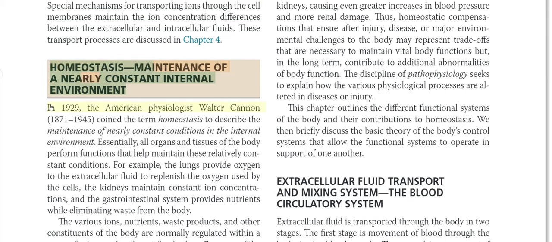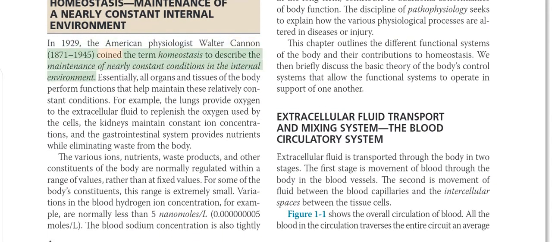Homeostasis, maintenance of a nearly constant internal environment. In 1929, the American physiologist Walter Cannon coined the term homeostasis to describe the maintenance of nearly constant conditions in the internal environment. Essentially, all organs and tissues of the body perform functions that help maintain these relatively constant conditions. For example, the lungs provide oxygen to the extracellular fluid to replenish the oxygen used by the cells, the kidneys maintain constant ion concentrations, and the gastrointestinal system provides nutrients while eliminating waste from the body.